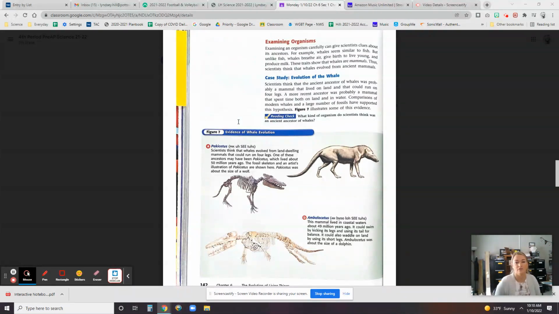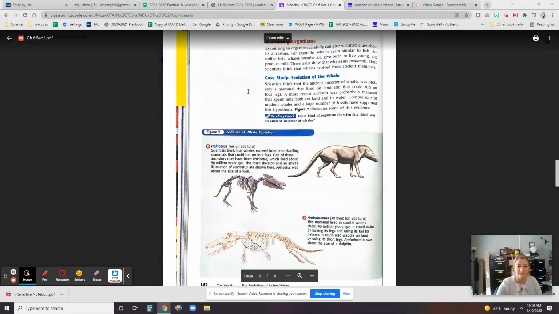Case Study: Evolution of the Whale. Scientists think that the ancient ancestor of whales was probably a mammal that lived on land and could run on 4 legs. A more recent ancestor was probably a mammal that spent time on both land and in water. Comparison of modern whales and a large number of fossils have supported this hypothesis. Figure 7 illustrates some of this evidence.